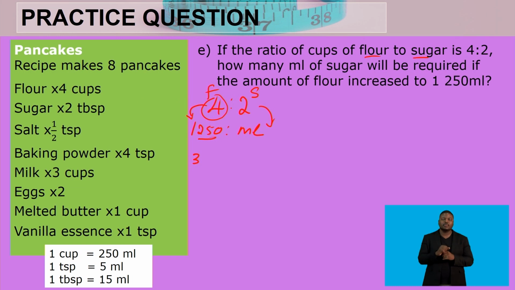Let's redo it. You say 1,250 divided by 4. It gives you 312.5. So it means we increased 4 by 312.5 so that we get 1,250. So we must also increase this 2 by the same amount, and then it will give us the number of milliliters required. So what do we do then? We will say 312.5 multiplied by 2, which will give us 625 milliliters. So if you have 1,250 milliliters of flour, you actually need 625 milliliters of sugar.